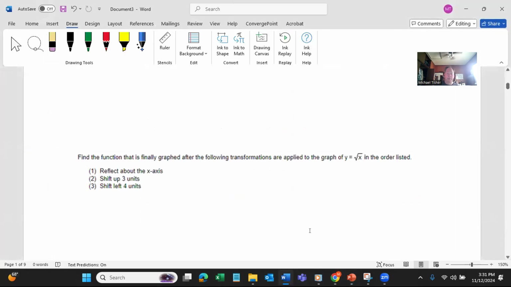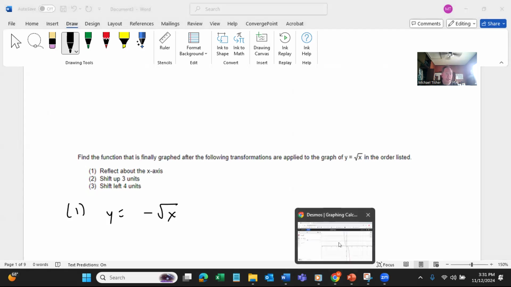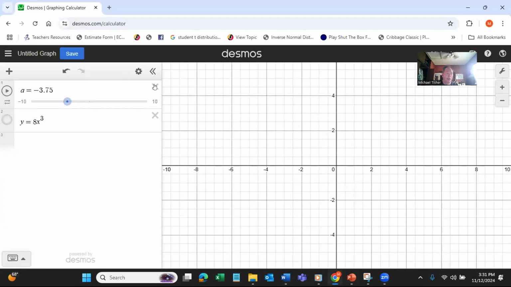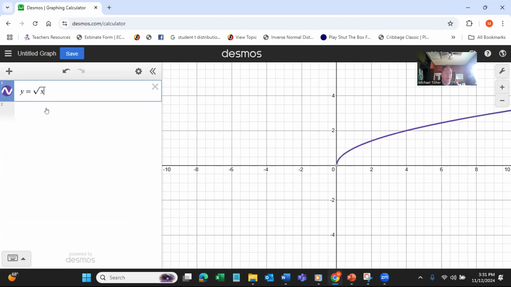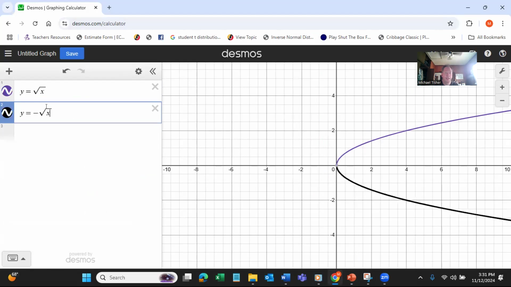So the original graph is y equals square root of x. So for number 1, we're going to put a negative there. So y equals negative square root of x. And let's see this in action. Here's y equals square root of x. And now we're going to have y equals negative square root of x. Okay, so it looks like it did that.